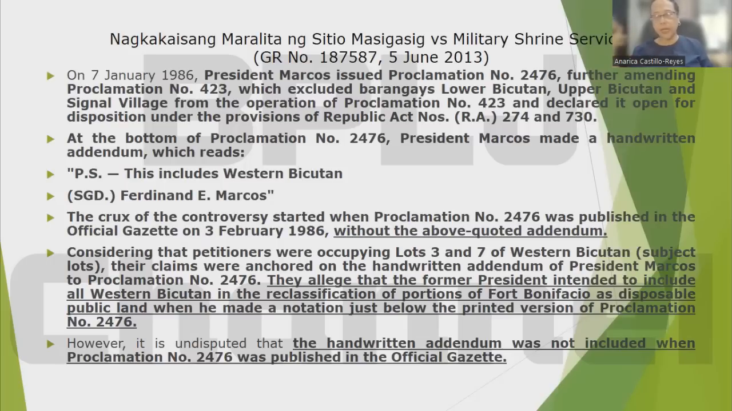So this case involves Presidential Proclamation number 2476, which amended Proclamation 423, relating to the portions or the parts of Taguig which are to be considered as open for disposition to the public. So in that proclamation, the late President Marcos made a handwritten addendum that states that this includes Western Bicutan. However, that handwritten addendum was omitted when it was published in the official gazette. Okay, so what happens to that portion of the addendum which was not published?